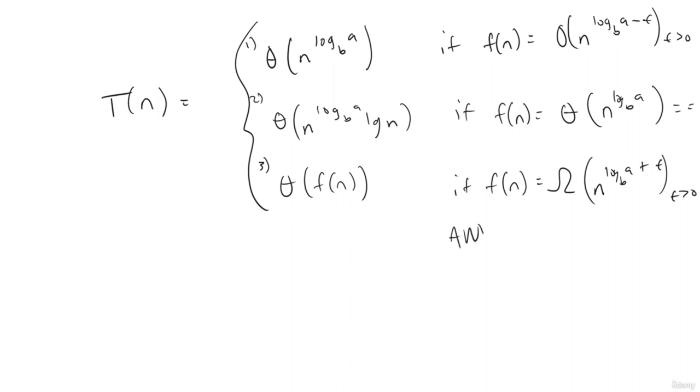And there is a caveat: a times f of n over b is less than or equal to some constant c times f of n, for c strictly less than one, sorry. It's very important. And so let's talk about our first example. I'm going to scroll down, but we can always reference back up, and I will. Our first example is this one. Let's use our example from above: T of n is equal to 3 times T of n over 3 plus n. This is our original function.